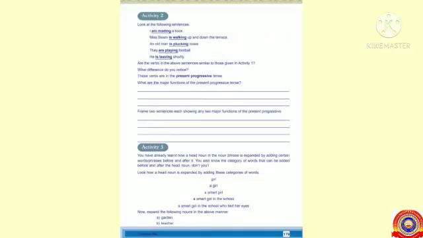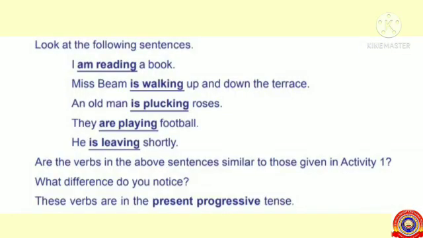Activity 2. Look at the following sentences. I am reading a book. Miss Beam is walking up and down the terrace. An old man is plucking roses. They are playing football. He is leaving shortly. Are the verbs in the above sentences similar to those given in activity 1? What difference do you notice?